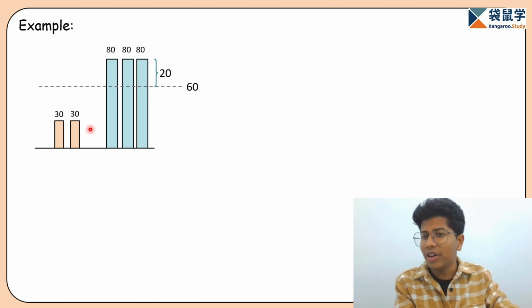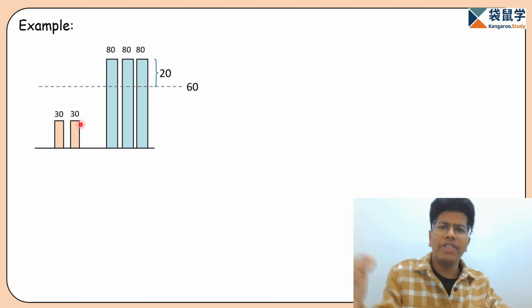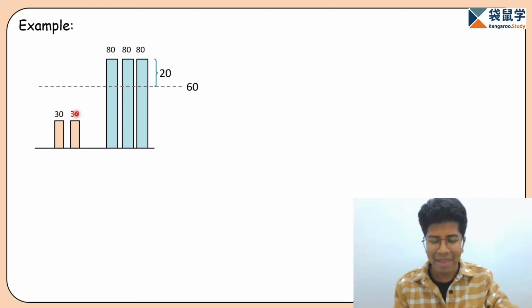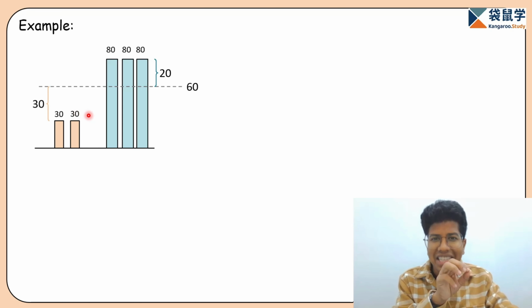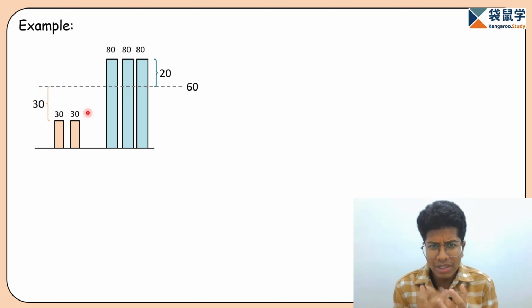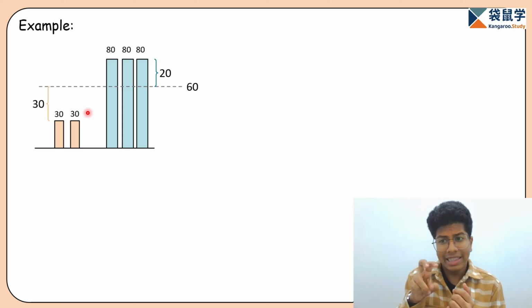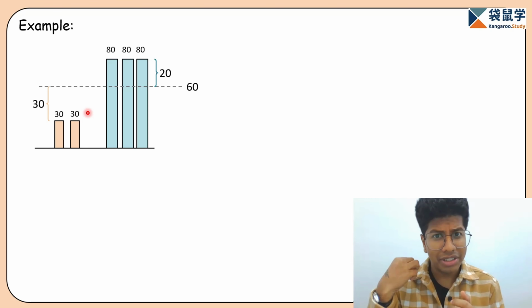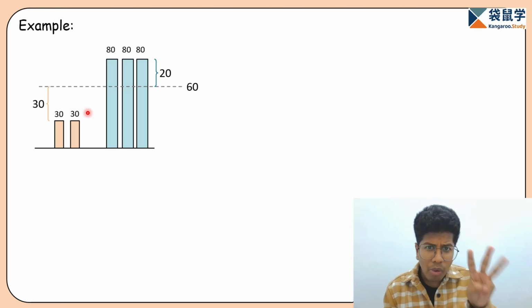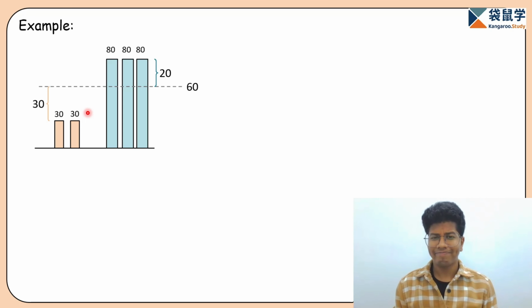Now, similarly for the girls, it is 30. For two girls, it's 30. They need to achieve 60. What is the difference here? The difference is just 30. Now, is there anything that we can deduce from this? This means for the two girls, the number that they need to gain is 30. For the three boys, the score that they need to lower is 20.